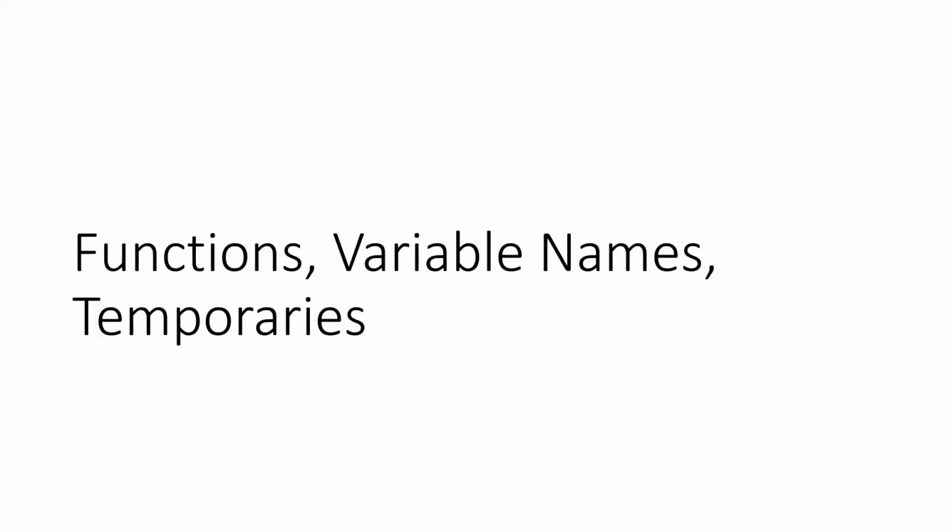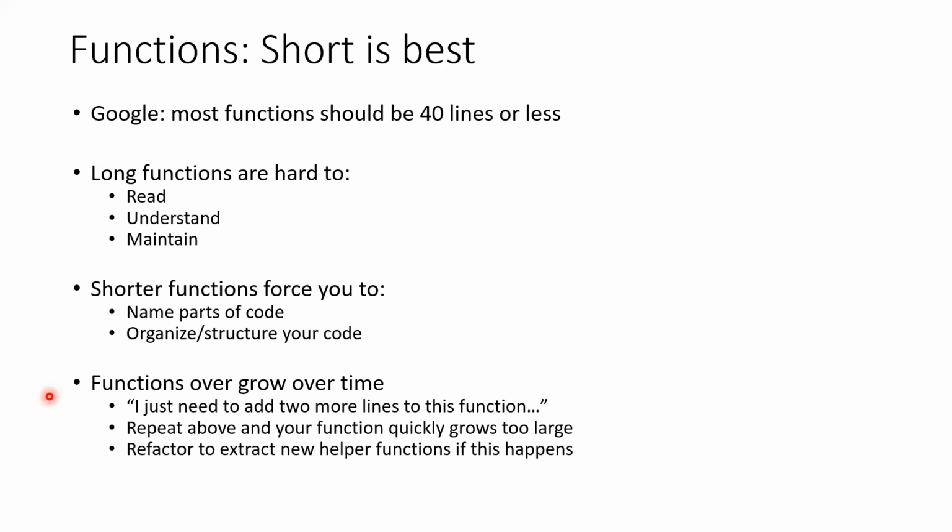First, functions, variable names, and temporaries. Google said most functions should be 40 lines or less. That's not us, that's Google, which means this is the industry standard. Long functions are hard to read, understand, and maintain. Shorter functions force you to name parts of the code and reorganize it if you see that the function is getting long, because functions will overgrow over time.